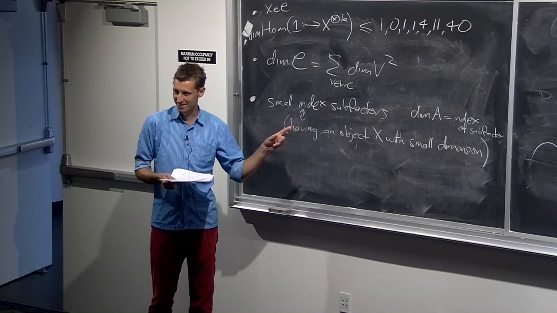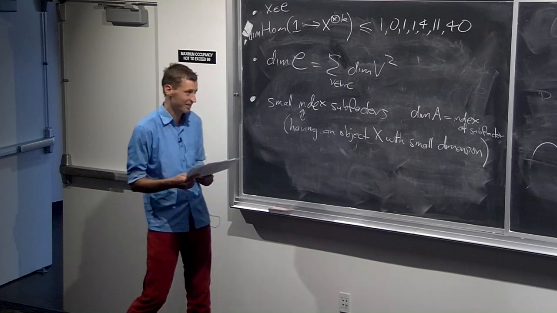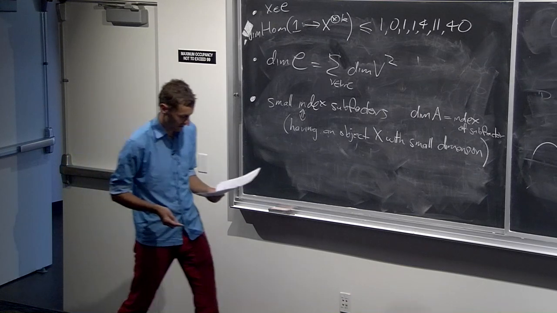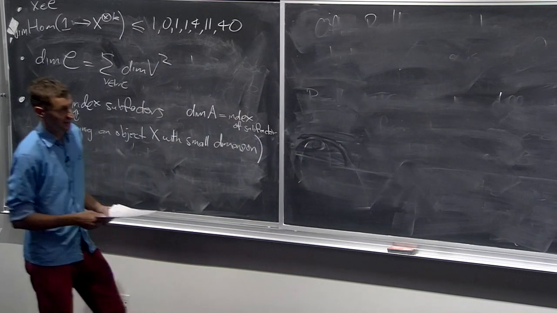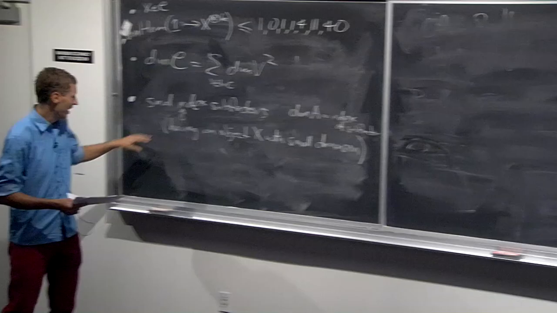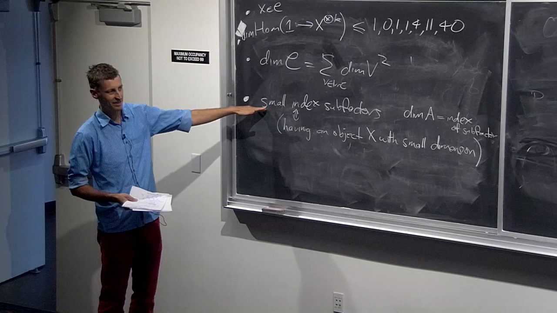No, the algebra object actually has its dimension equal to the index. Okay, so how do we start? How do we start understanding subfactors with small index?